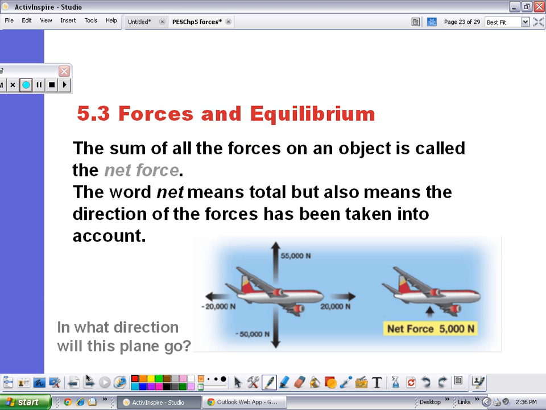Forces in equilibrium. The sum of all the forces of an object is called net force. We talked about this when we talked about vectors. So we take in consideration all directions of the forces. So we have an upward force of 55,000 newtons and a downward force of 50,000 newtons. And a 20,000 newton force to the left and 20,000 newton force to the right. And we know these cancel each other out, so there's going to be no motion to the right and left. But because of the difference between the up and down, we end up with a net force of 5,000 newtons upward.